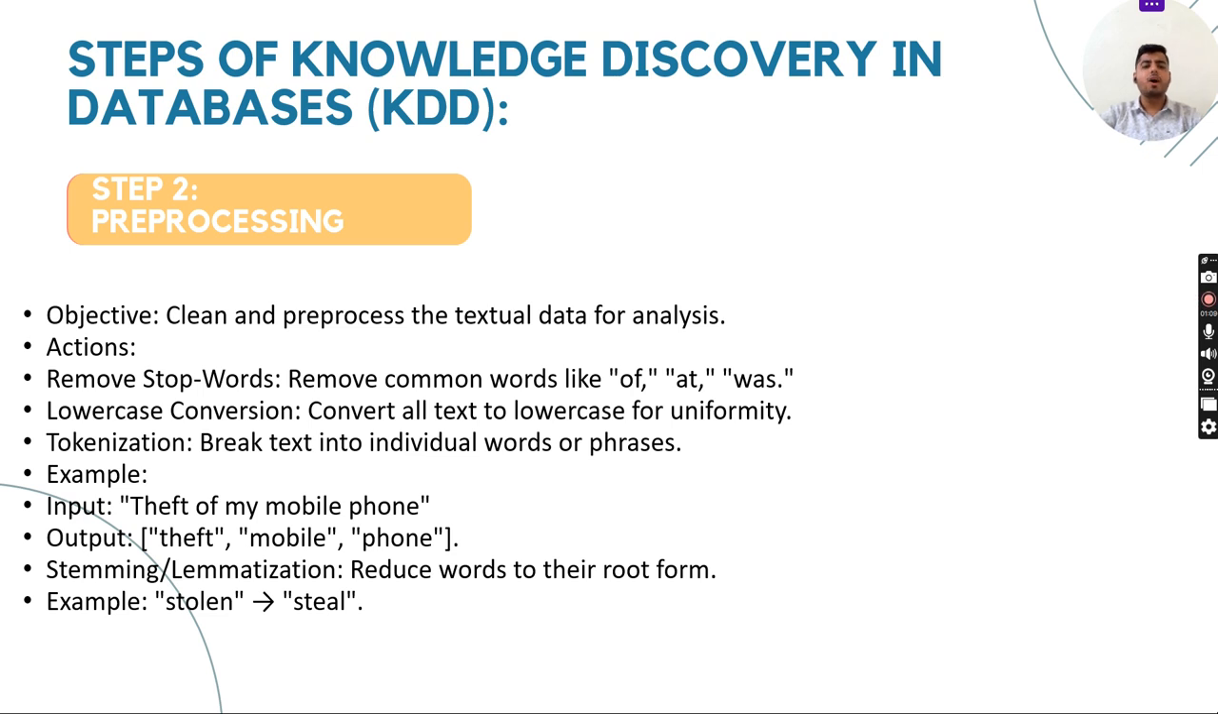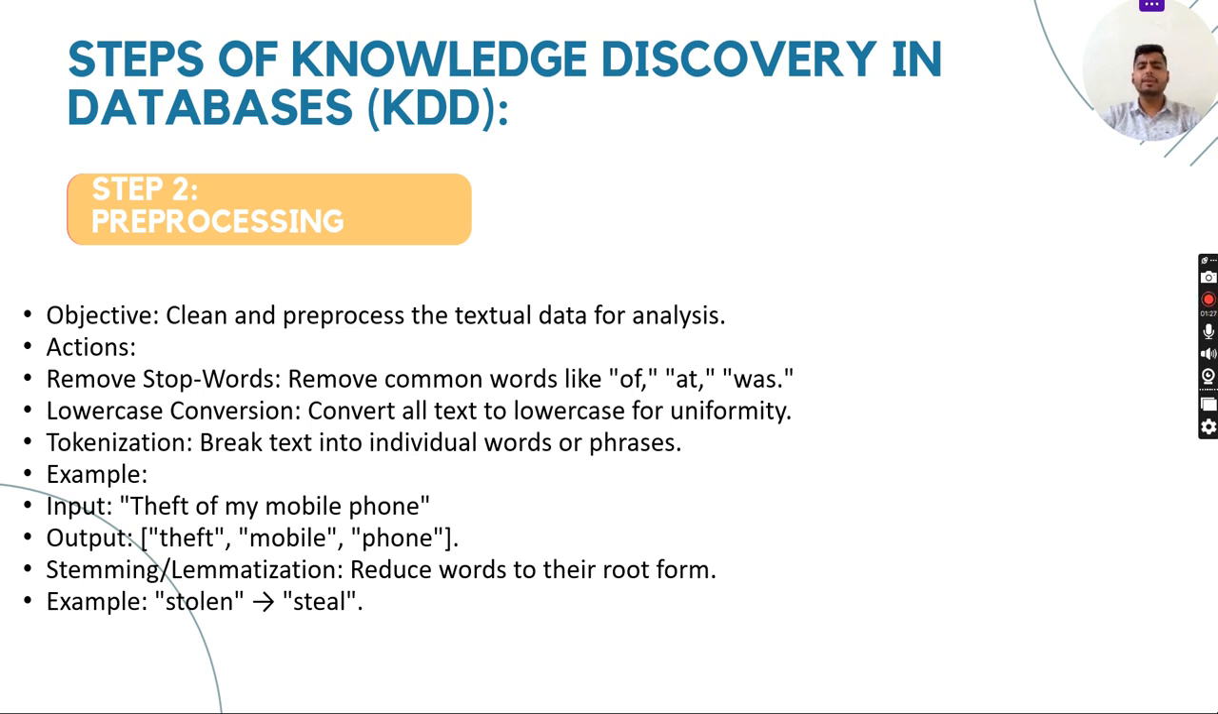Step 2, which is pre-processing. Objective: clean and pre-process the textual data for analysis. Actions: remove stop words, common words like of, at, was. And lowercase conversion: convert all text to lowercase for uniformity, so all texts become similar.